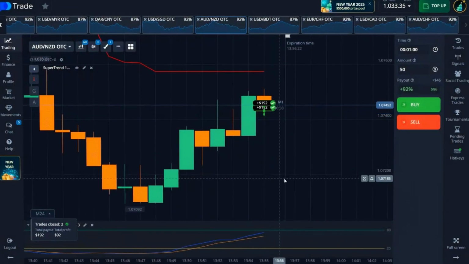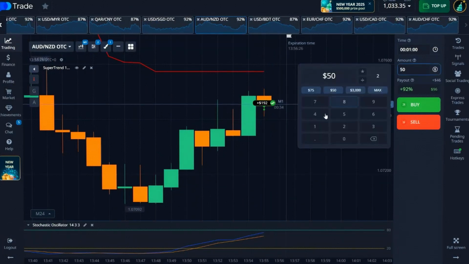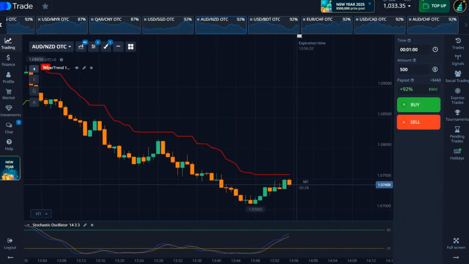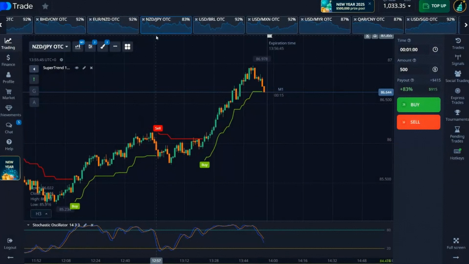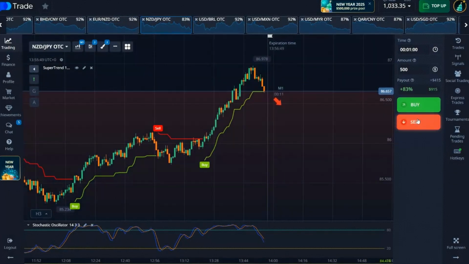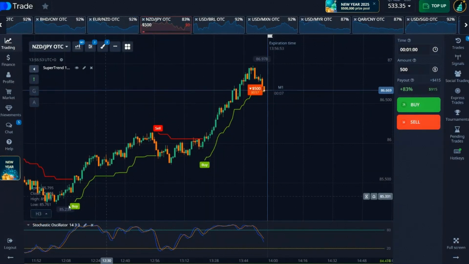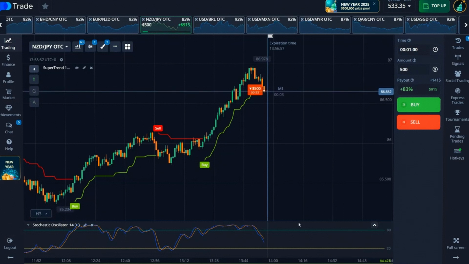Let's look at the stochastic. There was a reversal from the 80 mark. The moving averages were beyond this mark. We are also catching a signal from the super trend to the downside. We opened in the direction of the downward movement and are waiting for the result. So, friends, our next deal has come to an end. $1,448 on the balance. And on this note, we will finish trading.